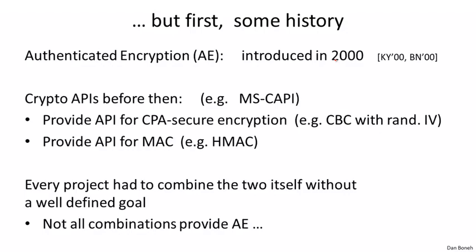Authenticated encryption was introduced in the year 2000 in two independent papers that I point to at the end of this module. But before then, many crypto libraries provided an API that separately supported CPA secure encryption and MACing. So there was one function for implementing CPA secure encryption, for example, CBC with a random IV, and another function for implementing a MAC. And then every developer that wanted to implement encryption had to himself call separately the CPA secure encryption scheme and the MAC scheme.